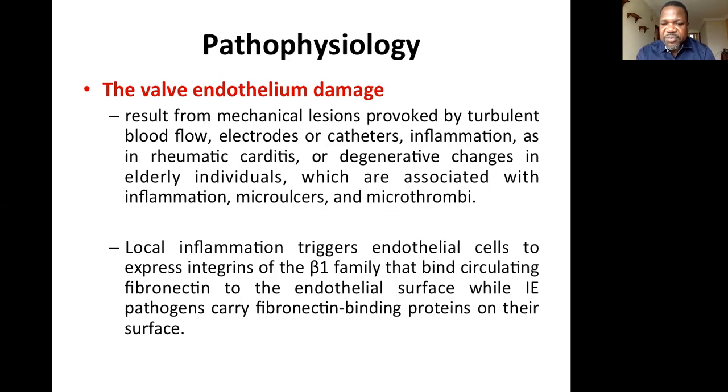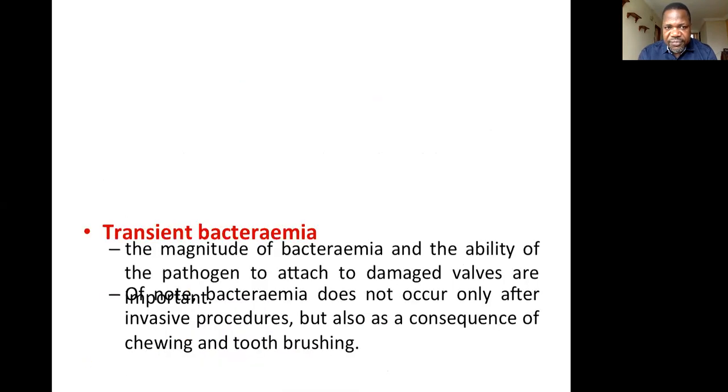And because they carry the fibronectin binding protein, they are able to target the fibronectin that is attached to the endothelium of the valve, because the endothelial cells found there express integrin, and those integrins are able to bind the circulating fibronectin. Then those microorganisms, during a transient bacteremia, because they carry fibronectin binding protein, will attach to that fibronectin. Then they stay there, they replicate, and they develop an infective endocarditis situation.